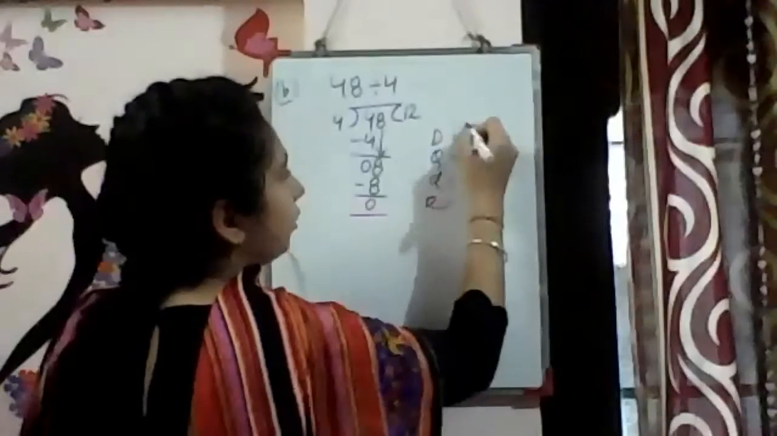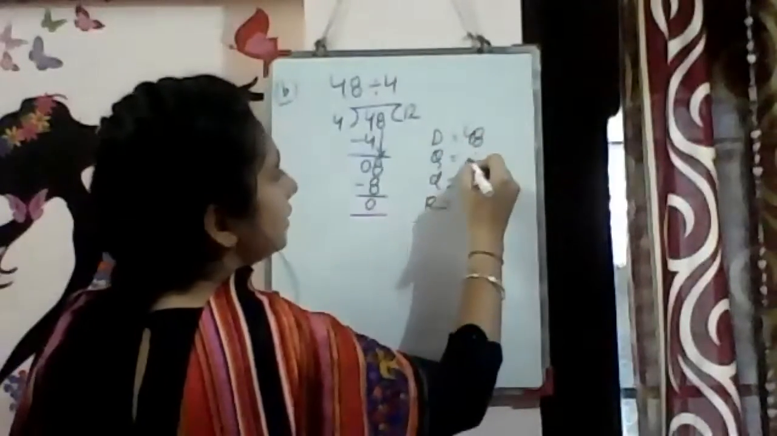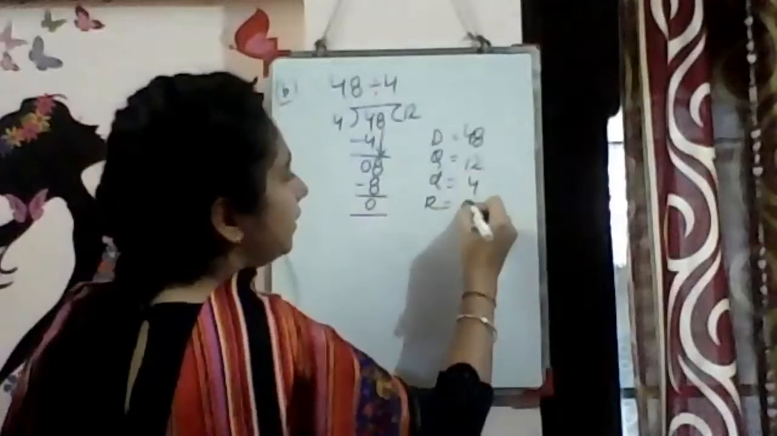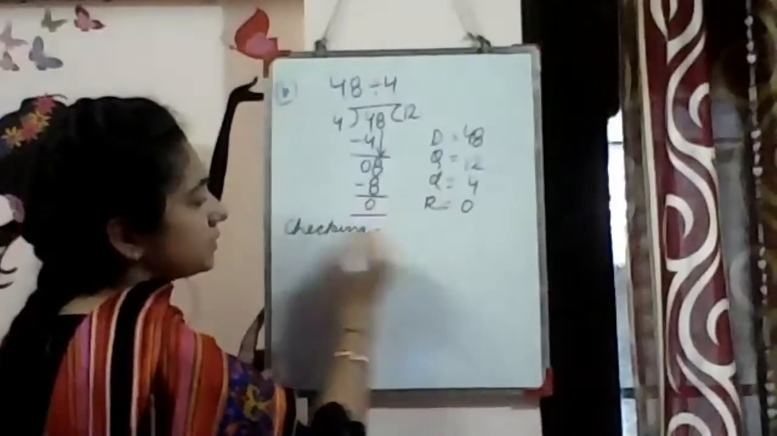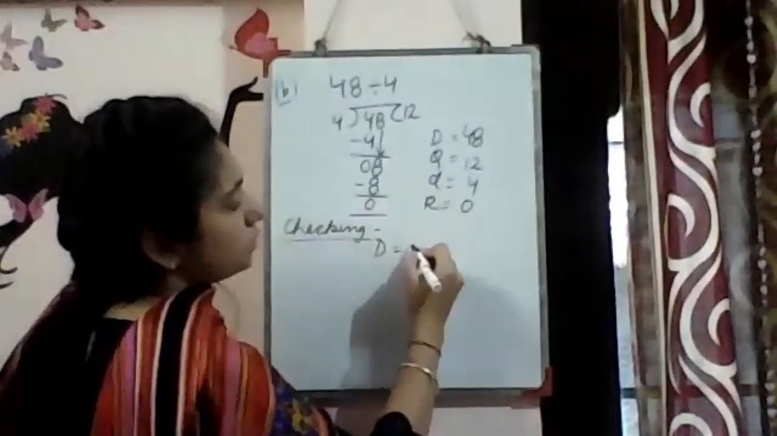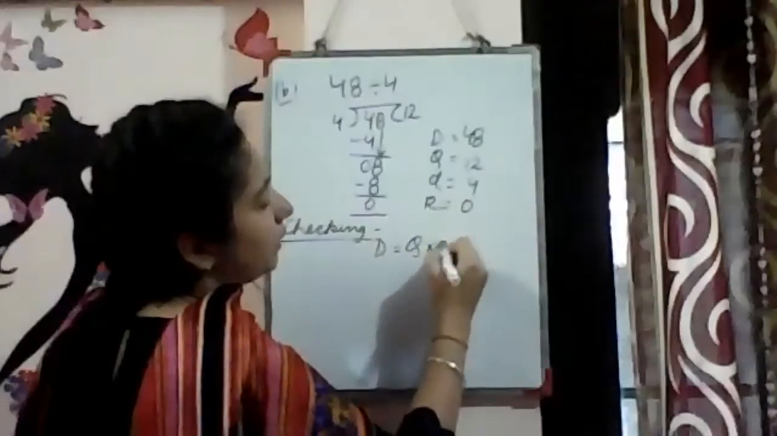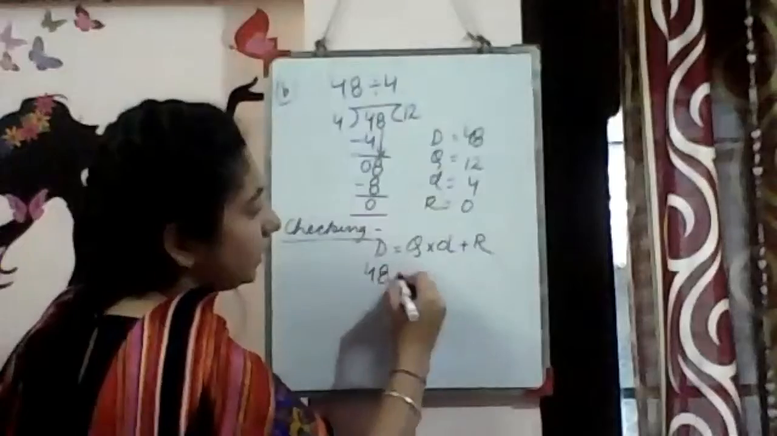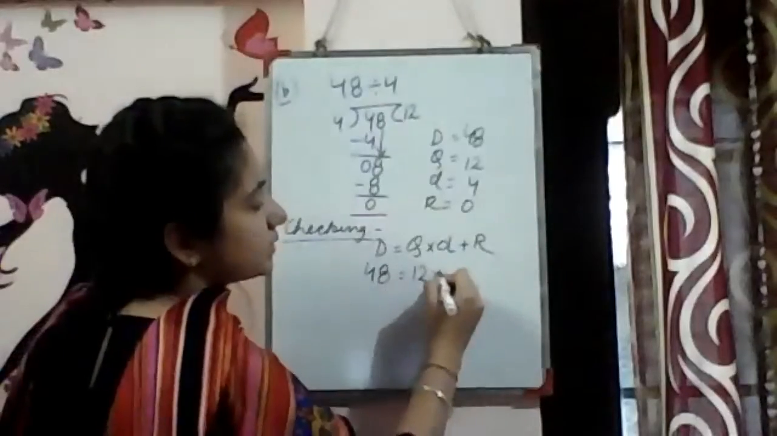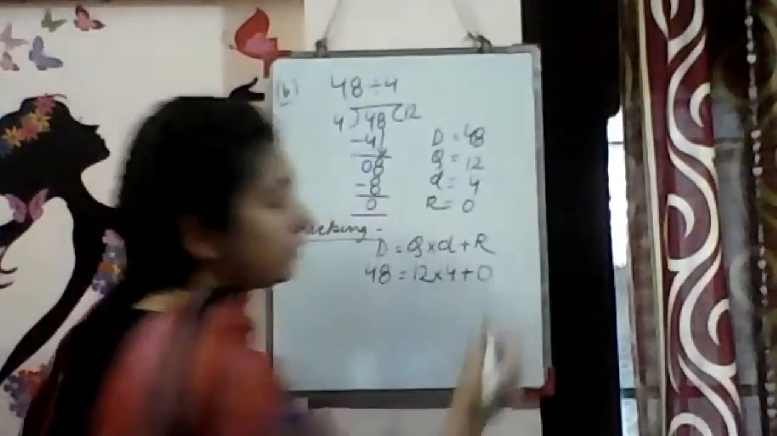By the side, we will write capital D is 48, Q is 12, small d is 4, remainder is 0. So the checking formula is capital D is equals to Q multiply small d plus R. Capital D is 48, Q is 12, small d is 4, remainder is 0.